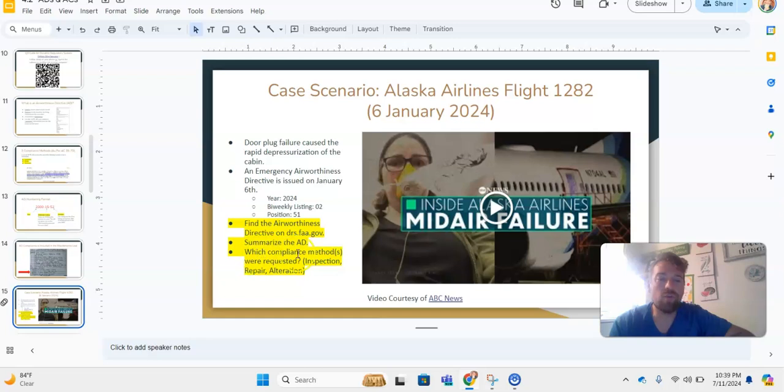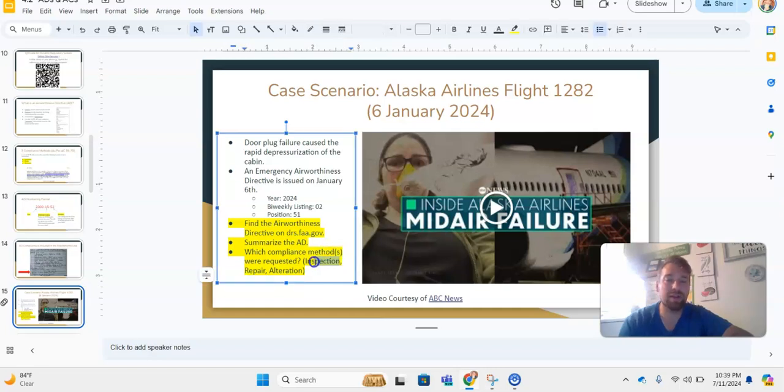It wants us to know which compliance methods were requested: an inspection, a repair, or an alteration. Well, when I read the directive, it basically said that you had to wait. I believe inspection was mentioned, so if I were to pick one of these three, I would say inspection best fits what we have going on here. So again, yeah, we have a case scenario.